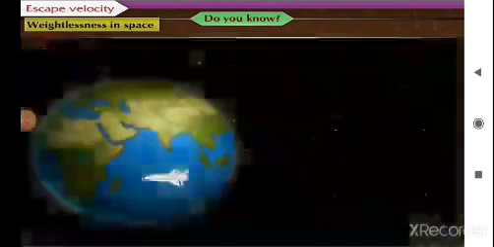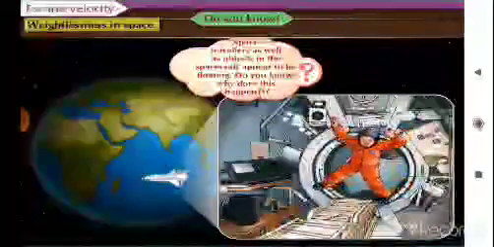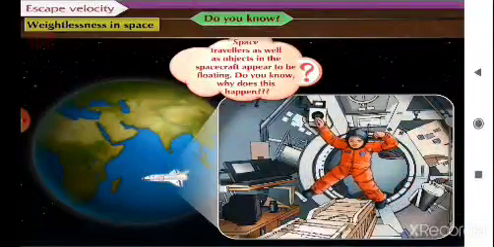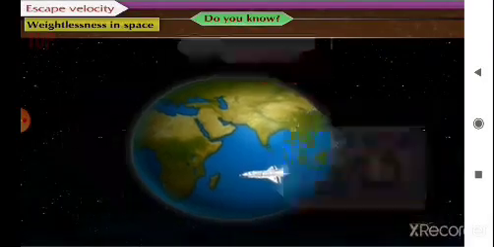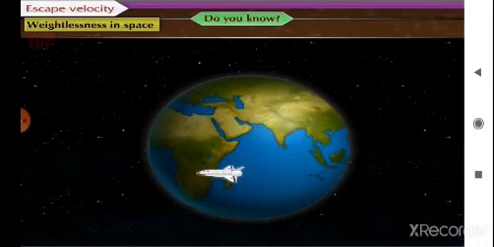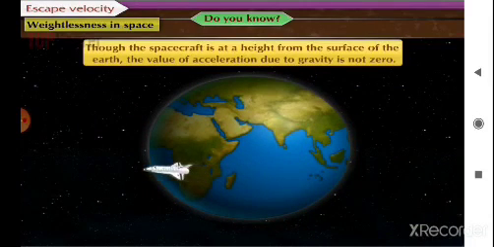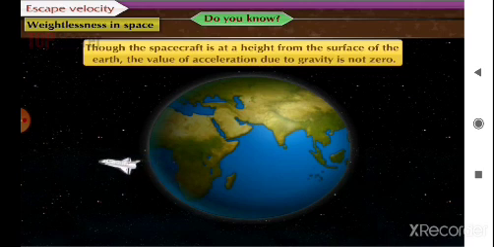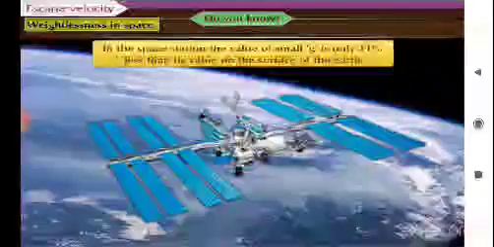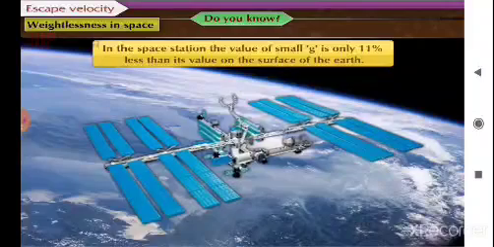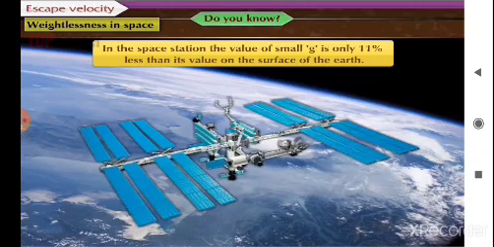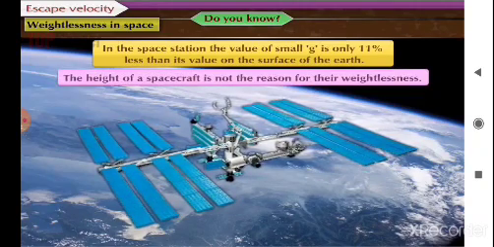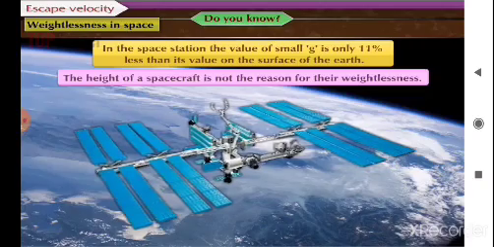Do you know weightlessness in space? Space travelers as well as objects in the spacecrafts appear to be floating. Do you know why does this happen? Though the spacecraft is at a height from the surface of the Earth, the value of g there is not 0. In the space station, the value of g is only 11% less than its value on the surface of the Earth. Thus, the height of spacecraft is not the reason for their weightlessness. Their weightlessness is caused by their being in the state of free fall.